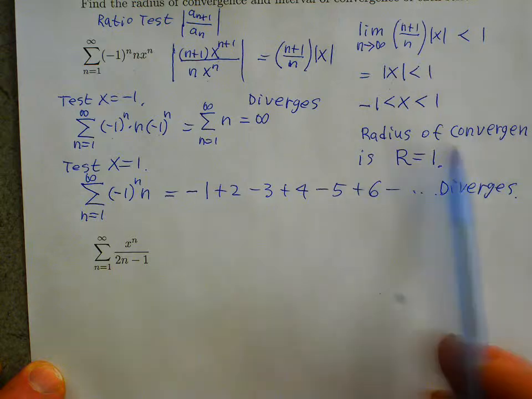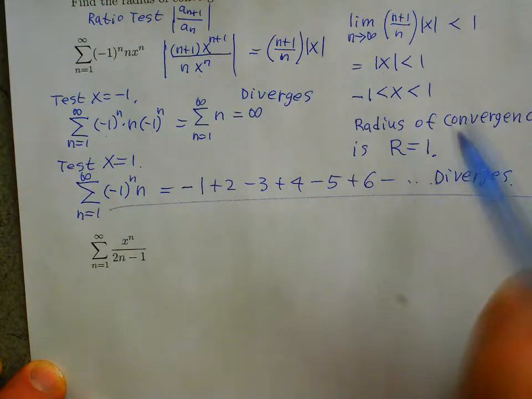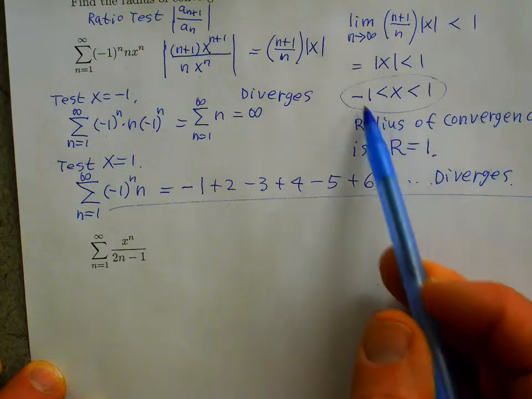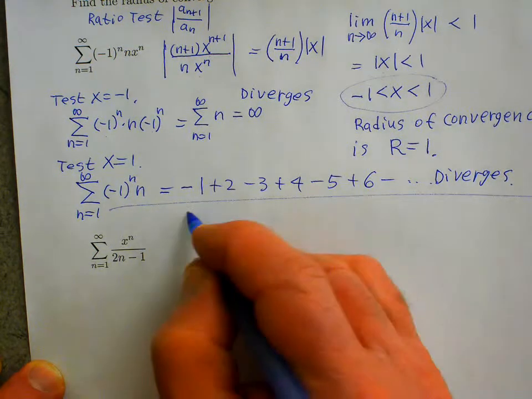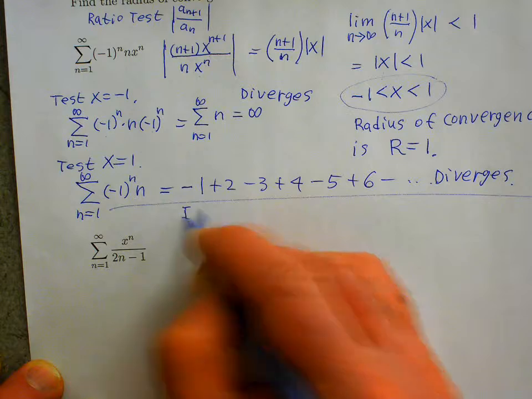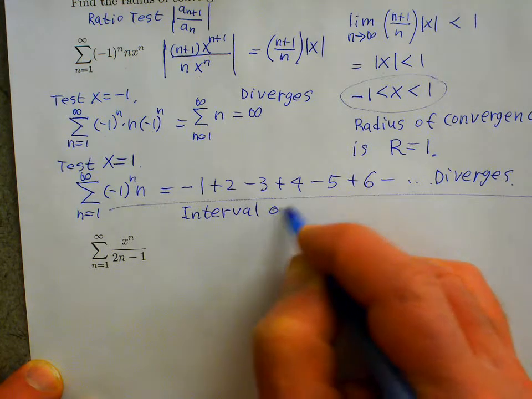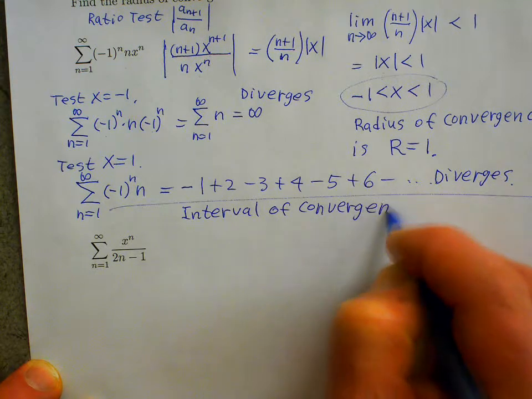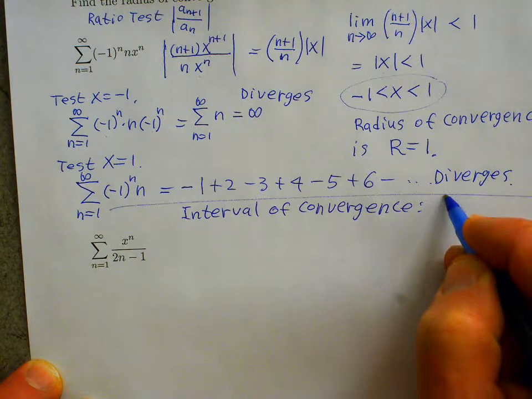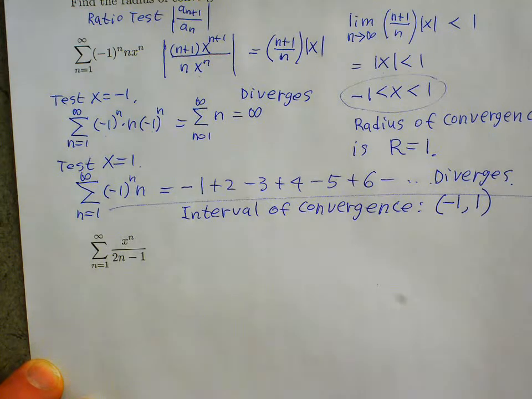Okay, so the interval of convergence then is just -1 less than x, which is less than 1. So I'll just make a note down here. The interval of convergence in interval notation is parenthesis -1 comma 1 parenthesis.